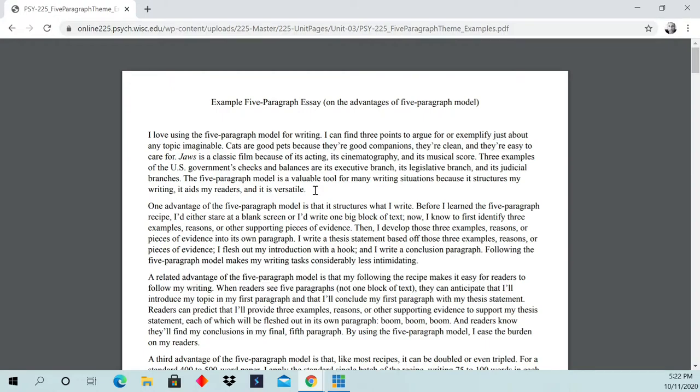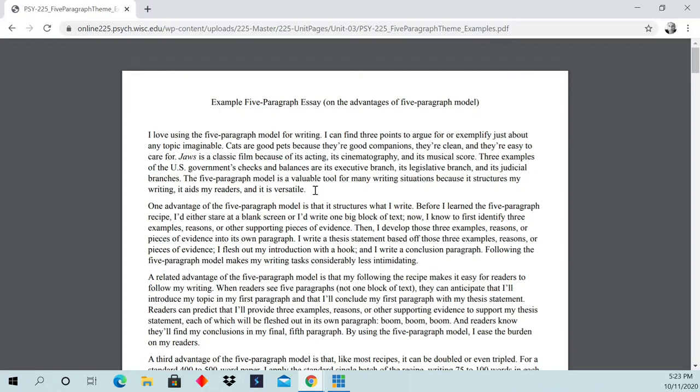Then you'll notice that we move into the background section of the introduction. Now this person is just going to give us some background information, not going to start making the argument yet, just background information on 5-paragraph essays. "So I can find 3 points to argue for or exemplify just about any topic imaginable. Cats are good pets because they're good companions, they're clean and they're easy to care for. Jaws is a classic film because of its acting, its cinematography, and its musical score. 3 examples of the U.S. government's checks and balances are its executive branch, its legislative branch, and its judicial branch."